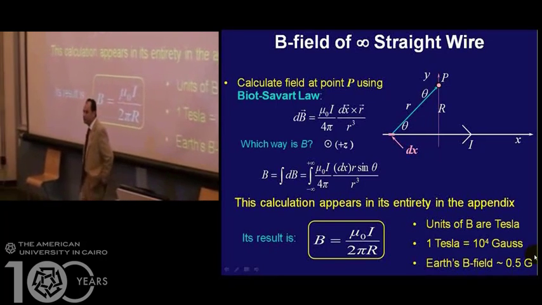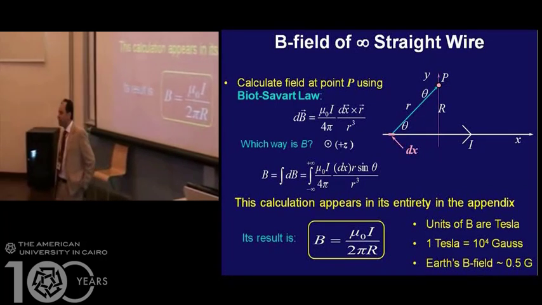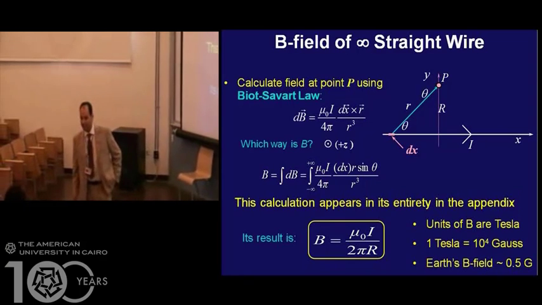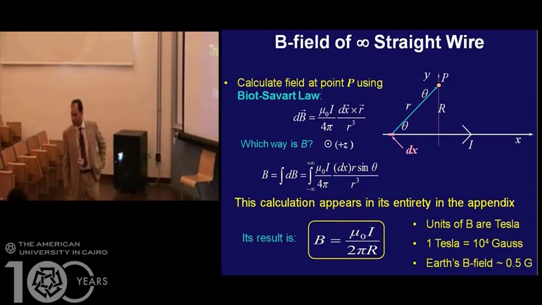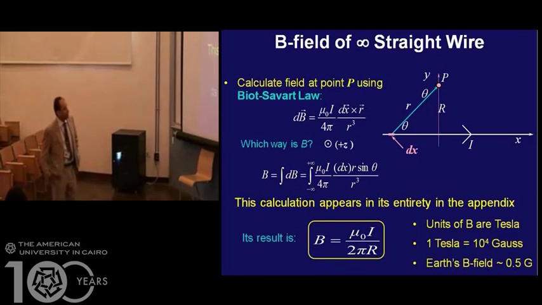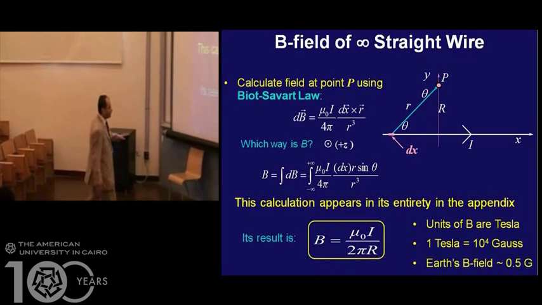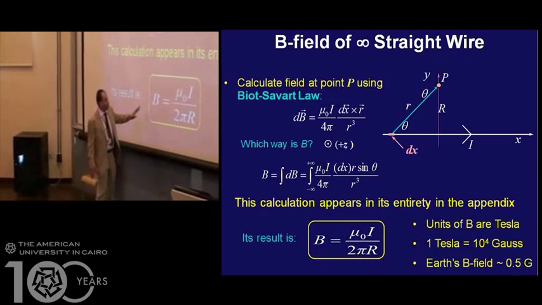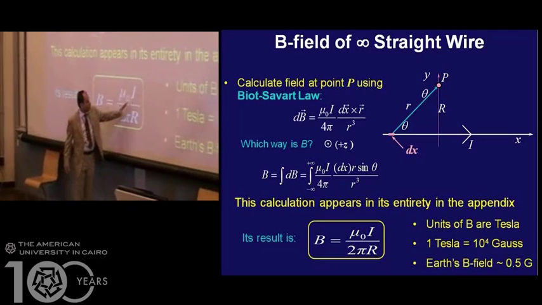Today we're going to continue in chapter 30. Now we're going to continue calculating the magnetic field from different wires, different shapes. So last time we calculated the magnetic field from an infinite straight wire, and we found that the magnetic field from an infinite straight wire equals mu 0 I over 2 pi r.